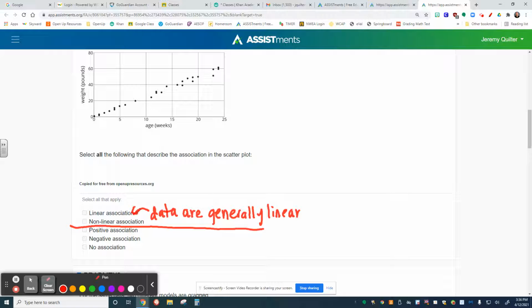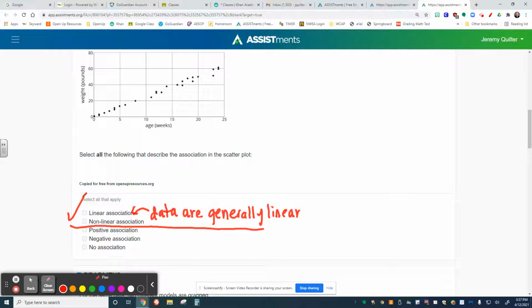Then obviously nonlinear association means that the data are not linear at all. There's no comprehension of a pattern to them at all. So in this part of it, the first two options, you'll pick one of those as the correct option. And then you look at the next part of it. Is there a positive, negative, or no association?